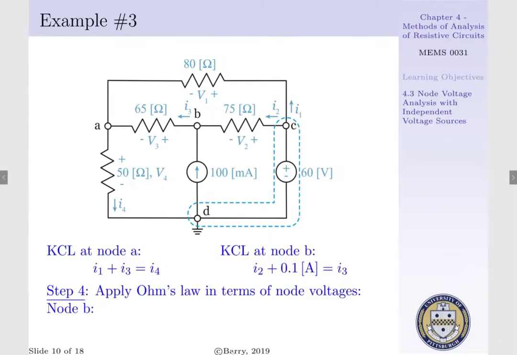We now have to express our KCL equation at node B in terms of our node voltages, such that I2 can be represented as VC minus VB over 75 ohms, where VC is equal to 60 volts, plus 0.1 amps is equal to I3 exiting, which can be expressed as VB minus VA per 65 ohms.